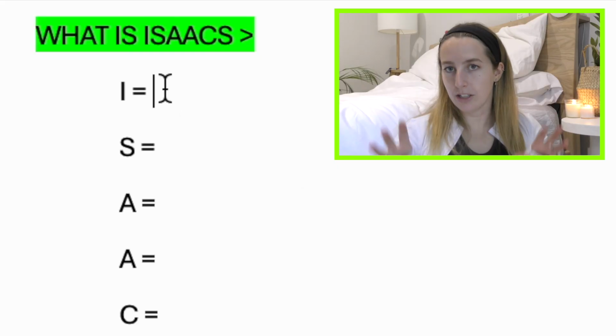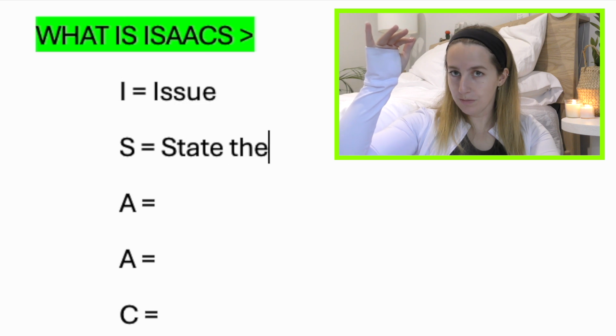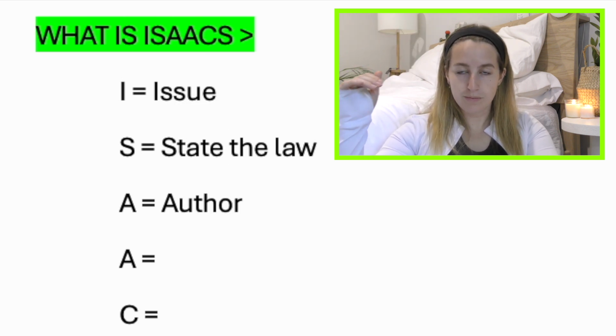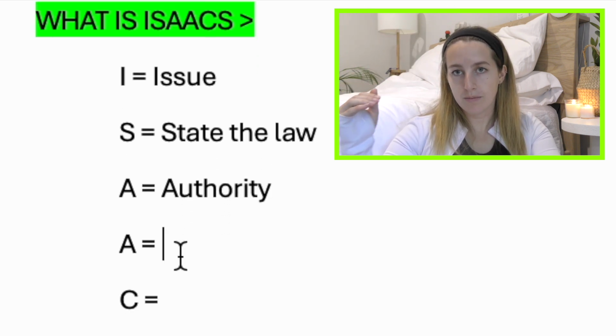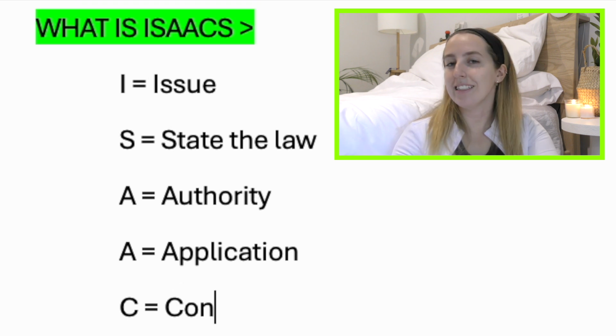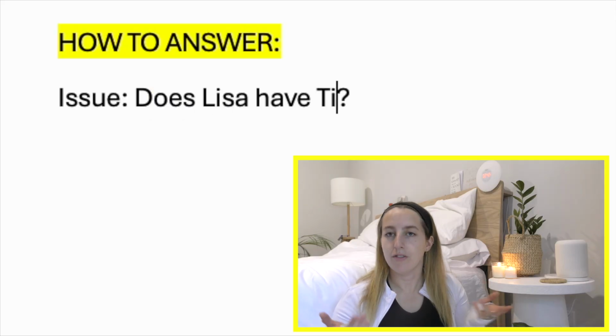Okay, now again, to remind you, I is for issue, S is state the law, A is authority, the second A is application, and C is conclusion. You then find out what the issue is. So for this one, I'm looking at the legal question, I'm going, okay, what's the issue we have to solve here? What's my problem? And the problem that I have to solve here, to solve this element, is, does Lisa have title to sue? There's your issue. Done. That's the issue we're trying to figure out. So I'll pop that up in a question. Does Lisa have title to sue?